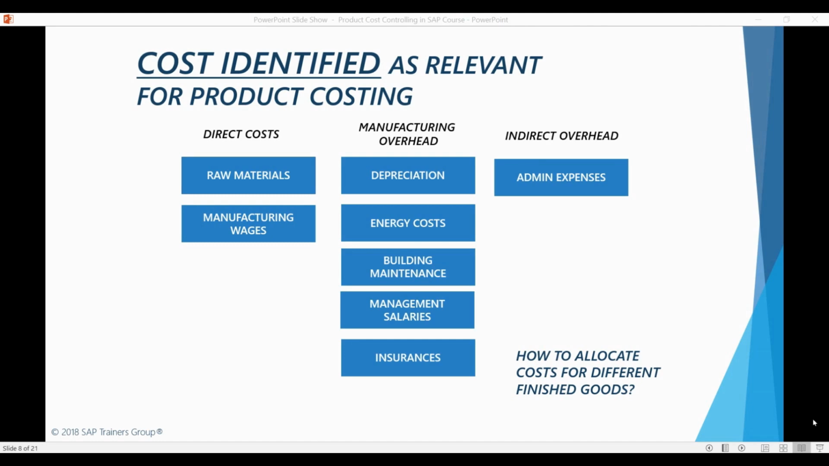A standard price, or the balance sheet valuation price of a product, is based on direct cost and manufacturing overhead costs. Indirect overhead should not be part of the standard price of a product. However, indirect overhead costs are important when we are evaluating the overall profitability of a company, and indirect overhead is an important component for profitability analysis. As mentioned before, this course will not discuss the profitability analysis in SAP, as there is a dedicated course for it. So the question is, how to divide all these costs for the different types of finished goods a company is manufacturing? This is what we will start looking at next.